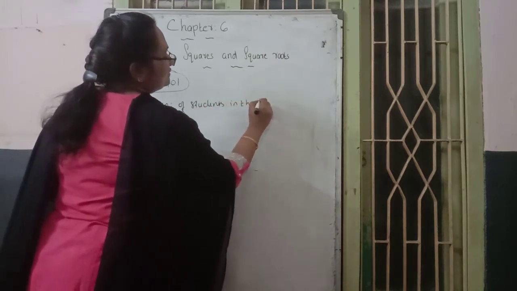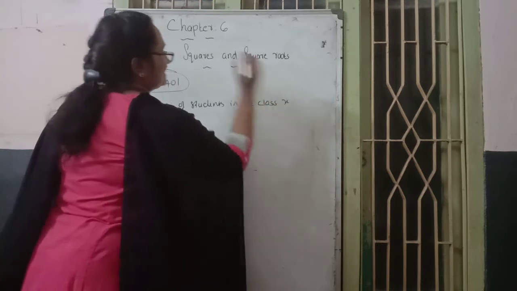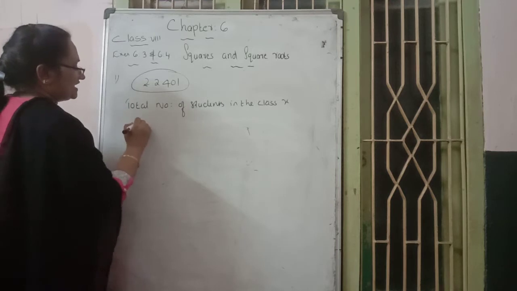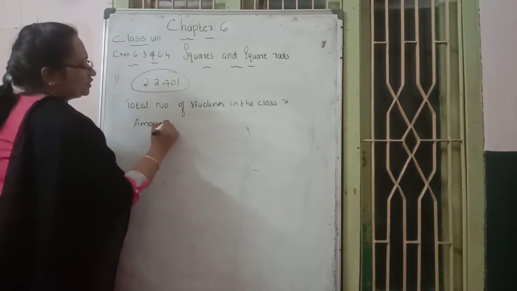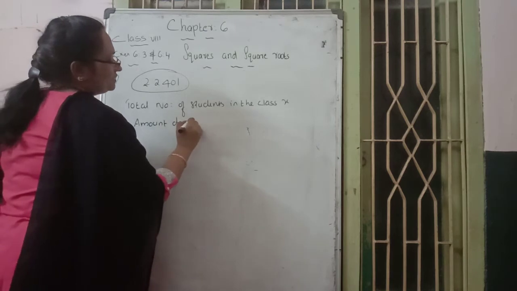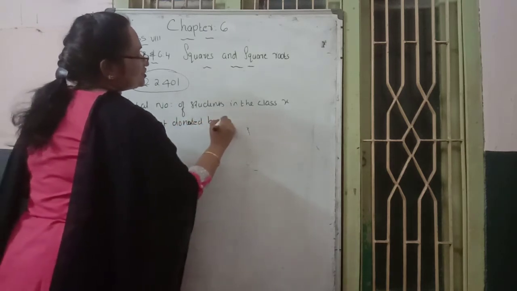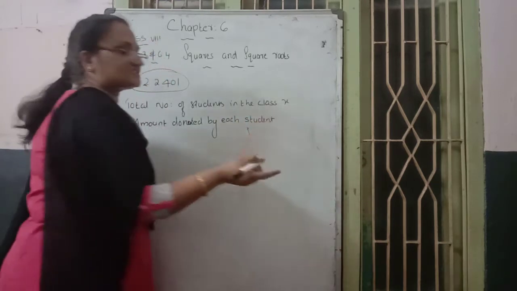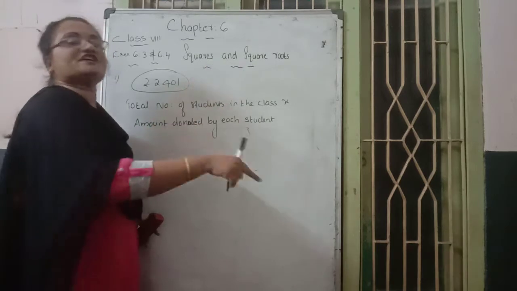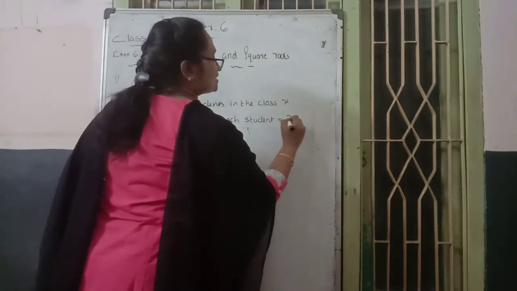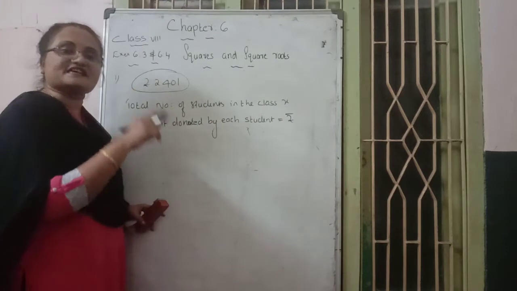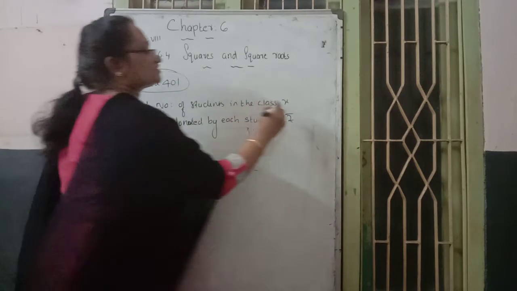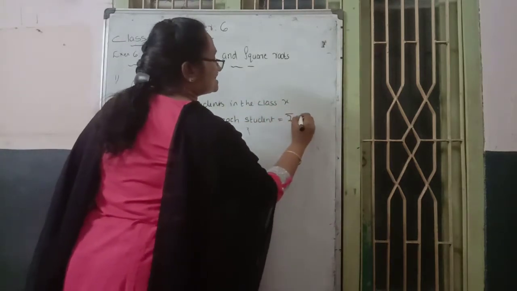In the class, we don't know, so we consider it as X. Then next, the amount donated by each student. Each student donates according to the strength of the class, that much amount each student donated. We consider the number of students as X. That means each student pays X rupees.